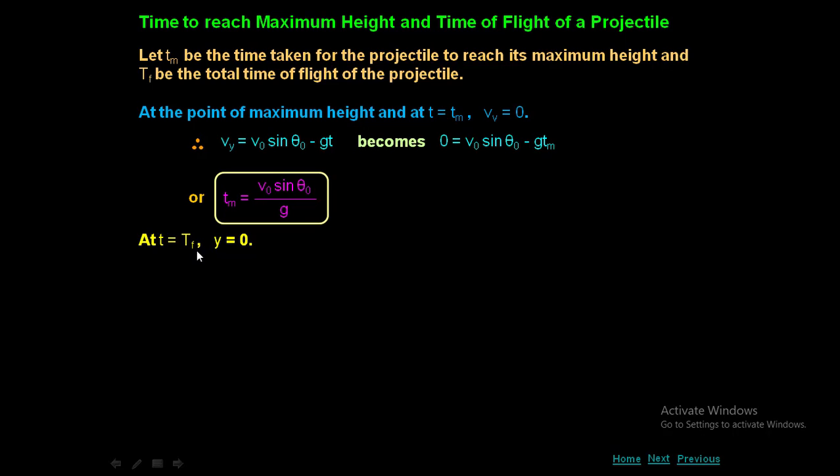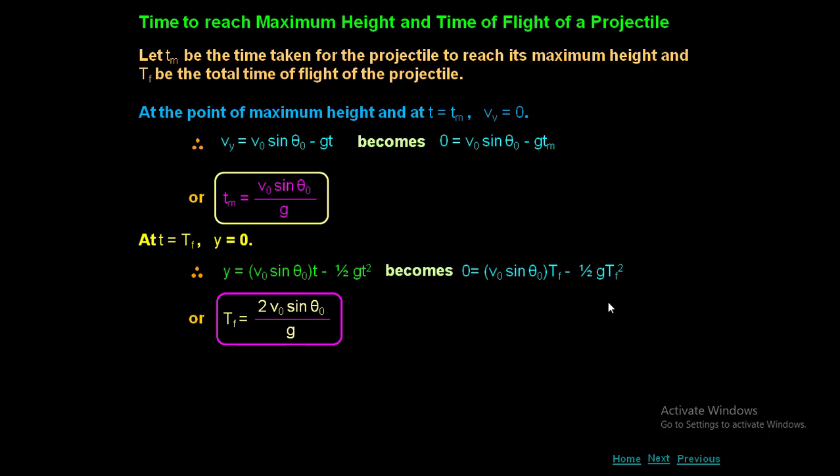At t equal to Tf, that is the total time taken, the time of flight, y equal to 0, that means the vertical displacement becomes 0, because you throw the object from a point and it again reaches the same point alone. So what is the value of y? 0. So if you use the equation y equal to v naught sin theta naught into t minus half g t square, here y becomes 0, so you substitute v naught sin theta naught into Tf minus half g Tf square. If you rearrange, you get the time as 2 v naught sin theta naught by g.